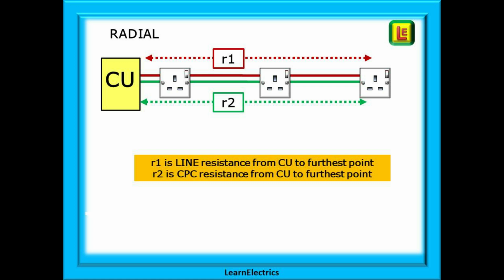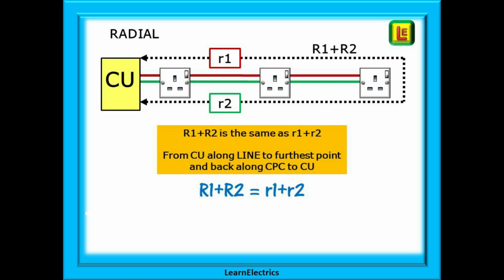It is very important that we make this distinction clear. They are called little r1 and little r2. In a radial circuit, big R1 plus big R2 is the same ohms value as little r1 added to little r2. Usually, for big R1 and R2, we just say R1 plus R2. So, R1 plus R2 is from the consumer unit all the way to the furthest point on the brown line wire, and then back to the consumer unit along the green CPC wire, or bare copper, or green and yellow.